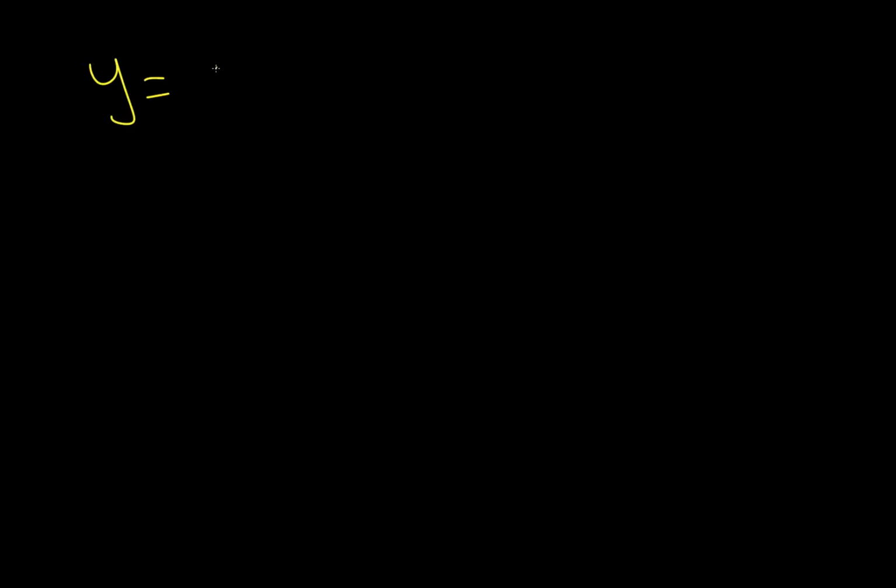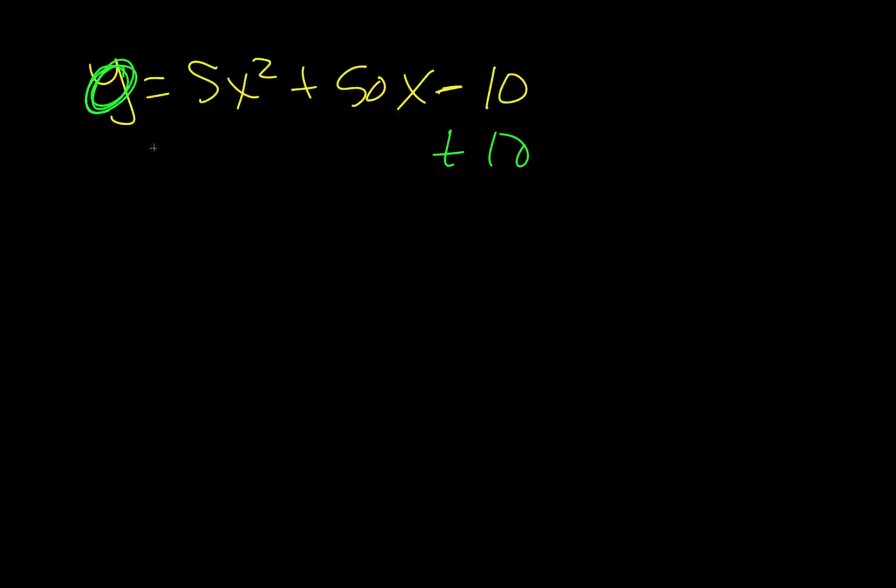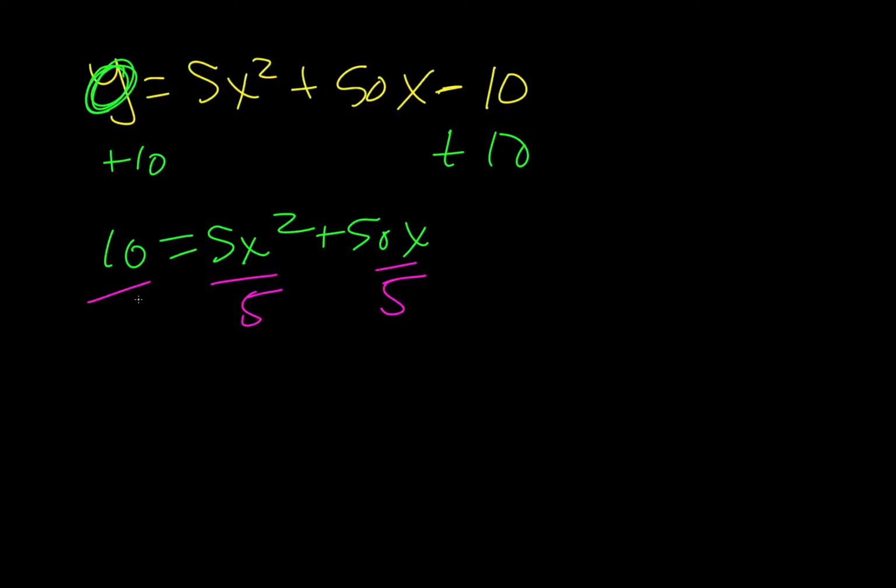So we have y equals 5x squared plus 50x minus 10. Let's do that. So we look at it, it's quadratic, so we change this to a 0. We add 10 to both sides, so we get 10 equals 5x squared plus 50x. We divide by the leading coefficient, which is 5. So we get 2 equals x squared plus 10x.